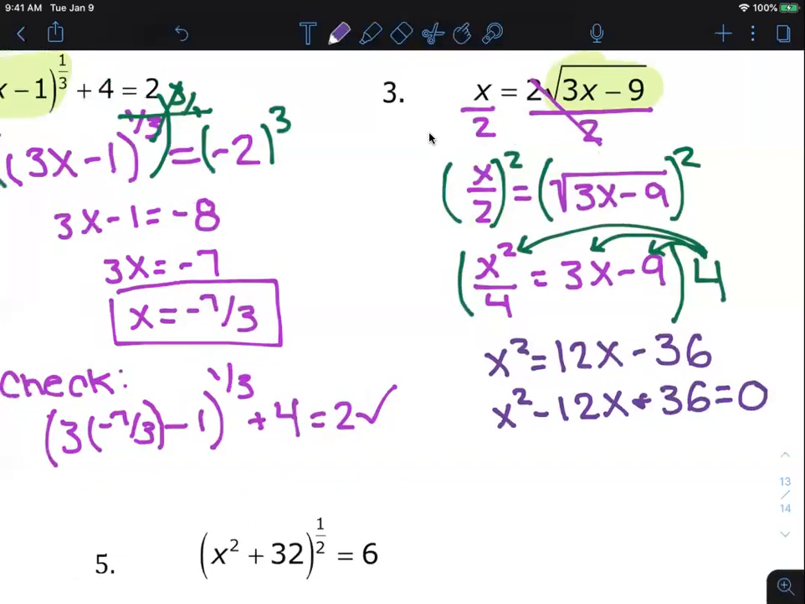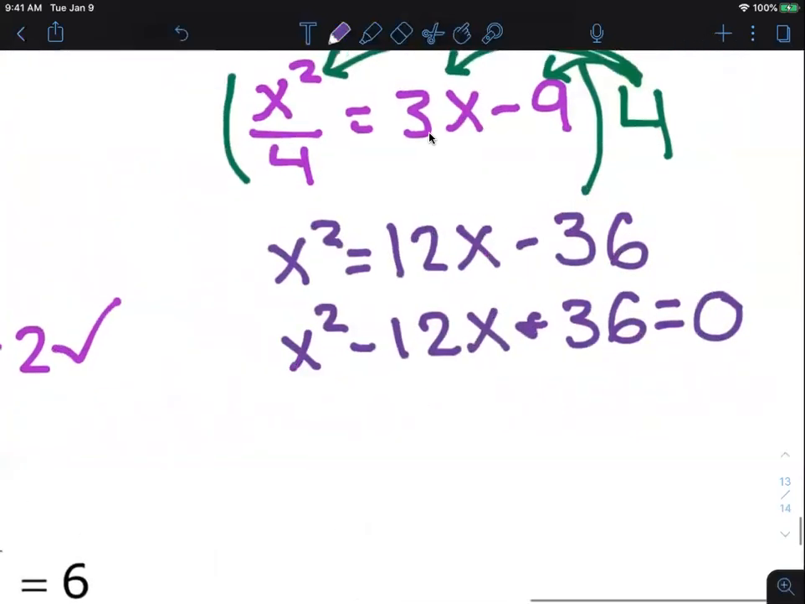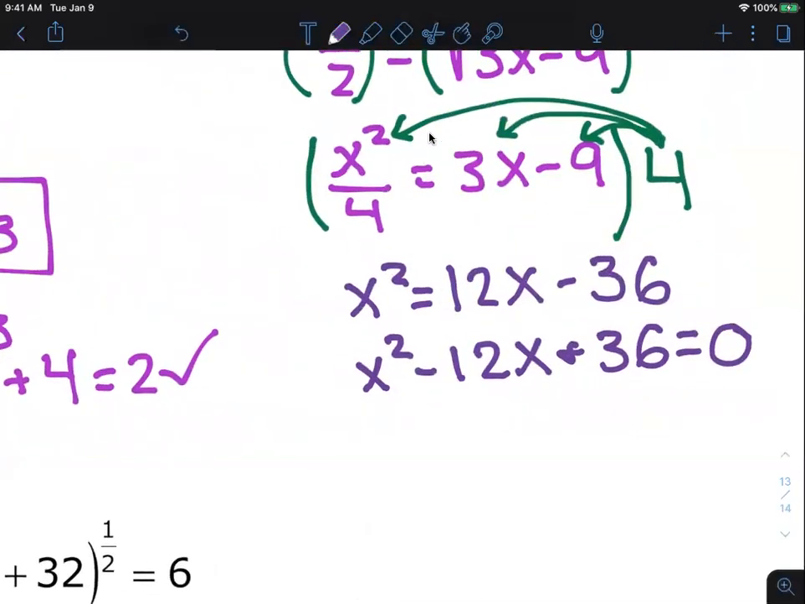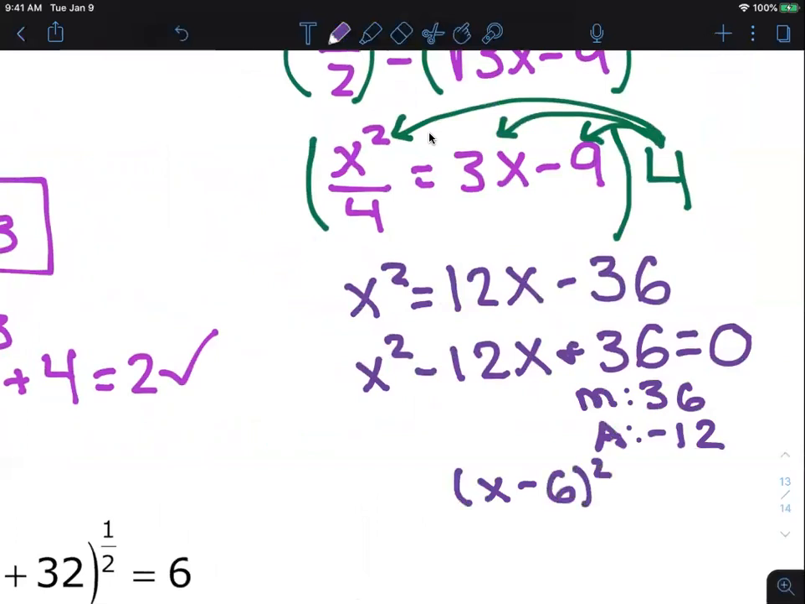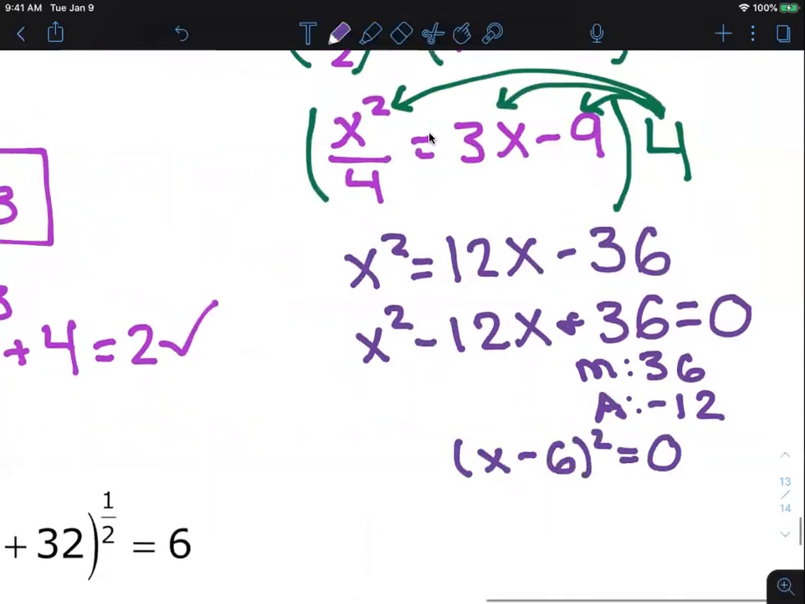This one is a quadratic. It's different than the others. So I'm looking for two numbers that multiply to 36 and add to negative 12. Which is negative 6 and negative 6. So simply I can write that as two factors. Or you can write that as x minus 6 squared, since it's the same factor, it doesn't matter.